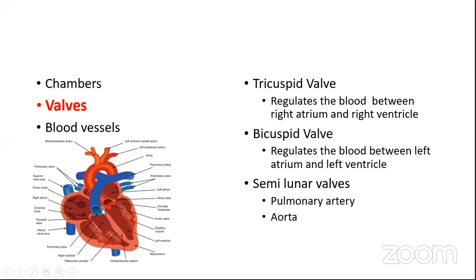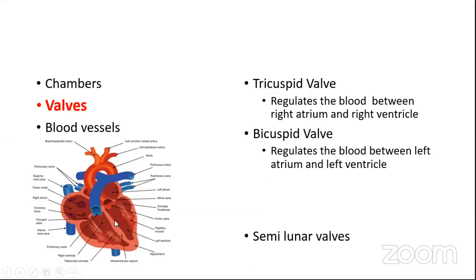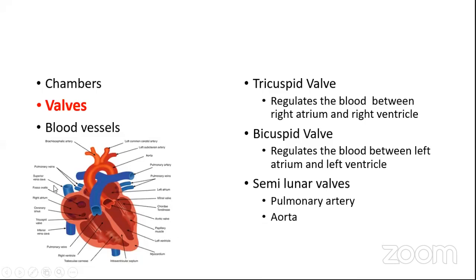One is at the opening of the aorta. One is at the opening of the pulmonary artery. Now again, you go here. Now you should draw this kind of picture. This is a right atrium, left atrium, right ventricle, left ventricle. This is called aorta. This is pulmonary artery.